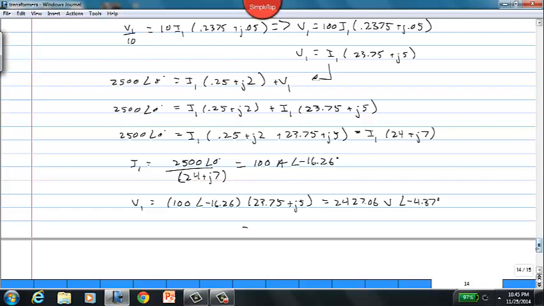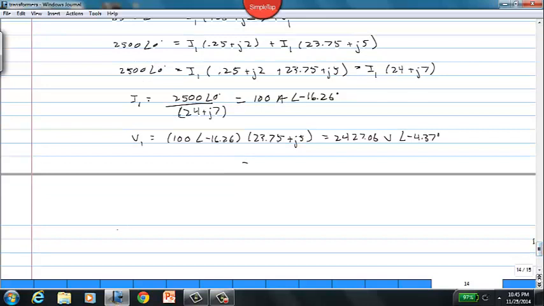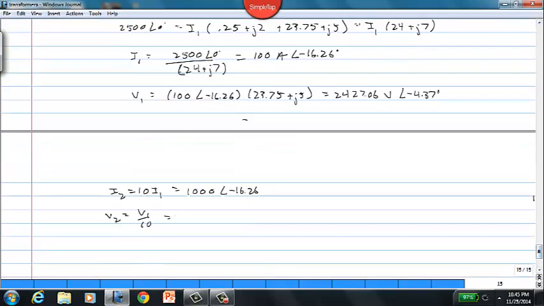I know from the turns ratio that I2 is just equal to 10 I1. That's equal to 100 at an angle of negative 16.26. And V2 is equal to V1 over 10. So just divide this number here by 10 and I get 242.71 at an angle of negative 4.37 degrees, in amps and volts.